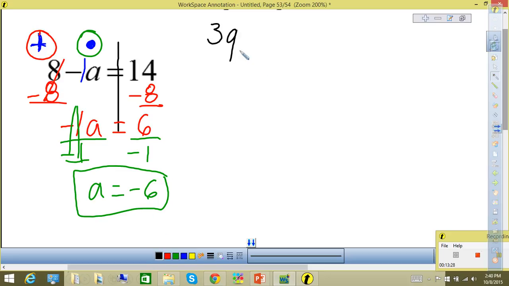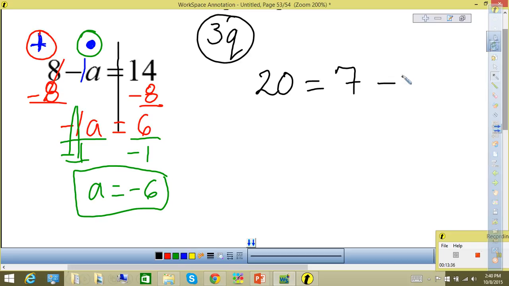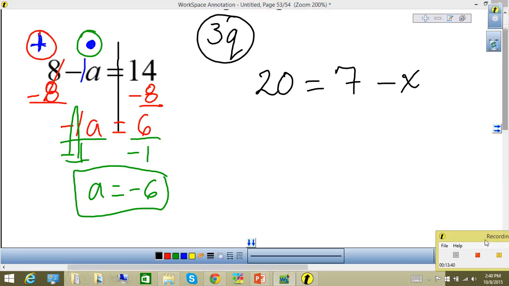Okay, let's see if you can do this one by yourself. Example 3Q. 20 equals 7 minus x. Copy that and see how you do with that one. Go.